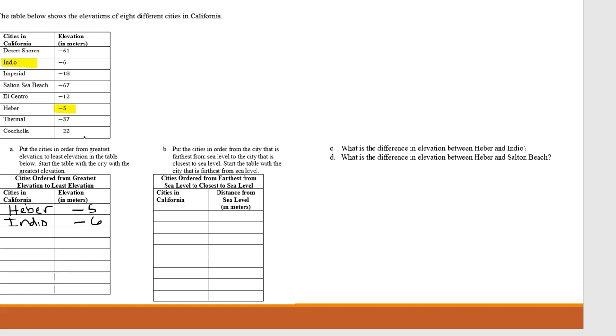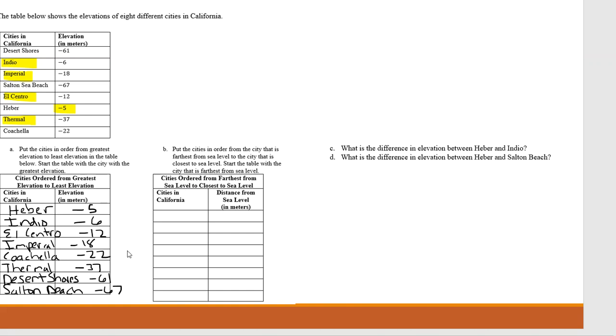At -6. The next one would be El Centro at -12. The next one would be Imperial at -18. The next one would be Coachella at -22. The next one would be Thermal at -37. The next one would be Desert Shores, and then Salton Sea Beach.